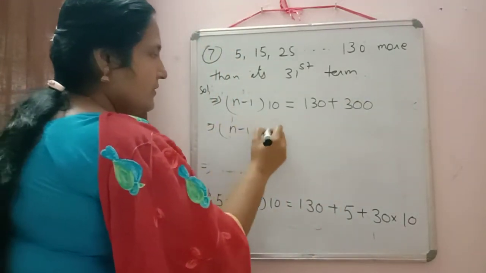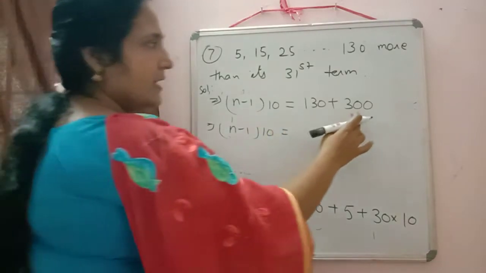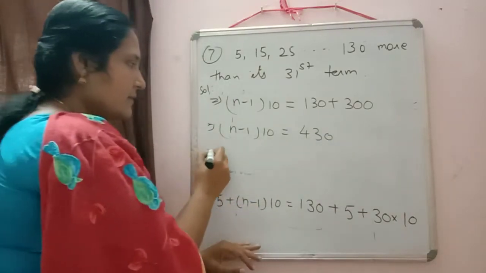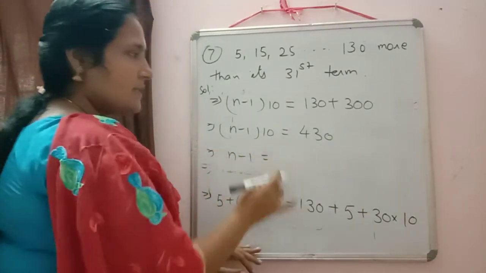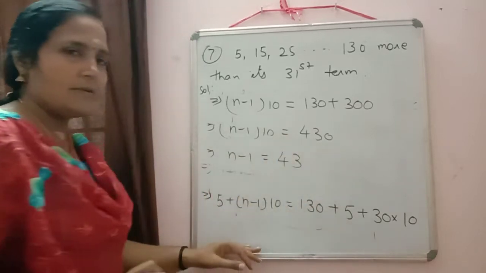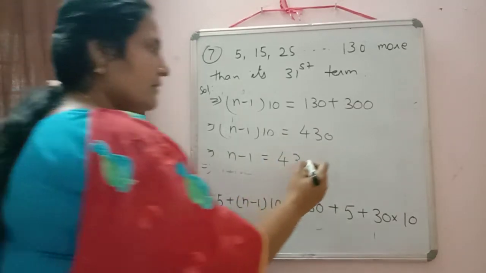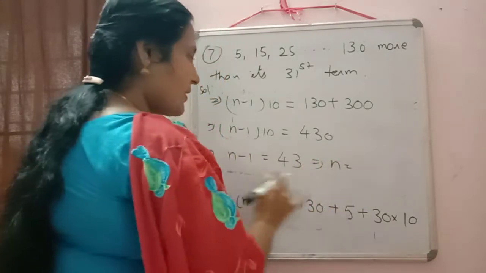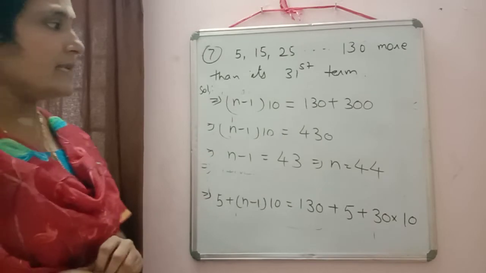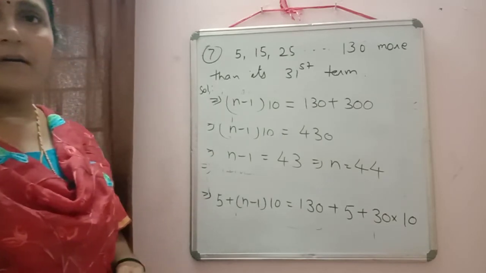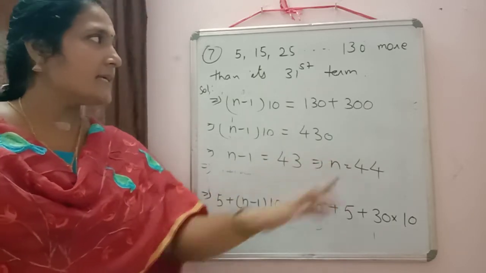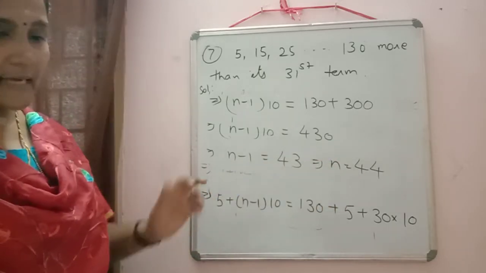N minus 1 into 10 is equal to 300 plus 130, which will be equal to 430. N minus 1 is equal to 430 divided by 10, which is 43. From here n is equal to 43 plus 1, which is 44. So we are getting n is equal to 44. So write down the answer statement.